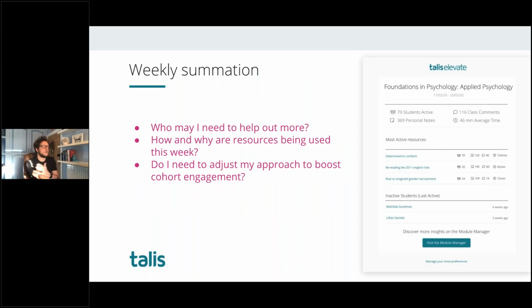And then obviously with weekly summation, we've designed this specifically. One of the key areas that we've designed within this is to give you an example of who you may need to help. So the section at the bottom of this email around inactive students, any student who hasn't been active in a Talis Elevate resource for over 7 days will appear in that list. So you know that's a good indication that actually it's someone that you may want to just check in with, and I'll give you an example later on of where that's had a really positive impact on a member of the community's teaching.